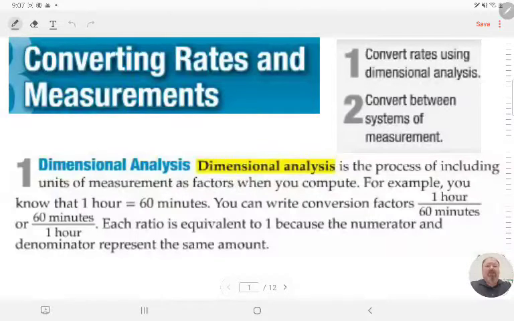For example, you know that 1 hour equals 60 minutes. You can write conversion factors 1 hour to 60 minutes, or 60 minutes to 1 hour. Each ratio is equivalent to 1 because the numerator and denominator represent the same amount.